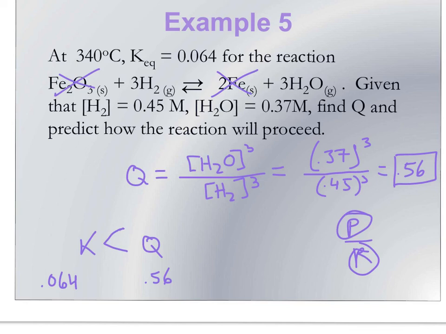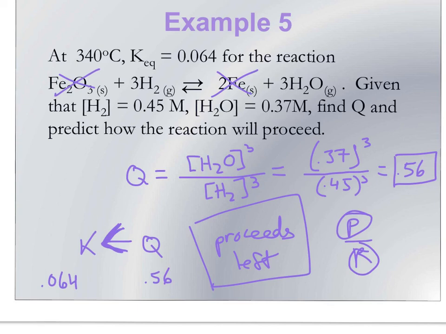Or you can use the tip where you look at the inequality. This is going to the left, and so it proceeds left. That means that the reverse rate is faster than the forward rate for a little bit until it reaches equilibrium.